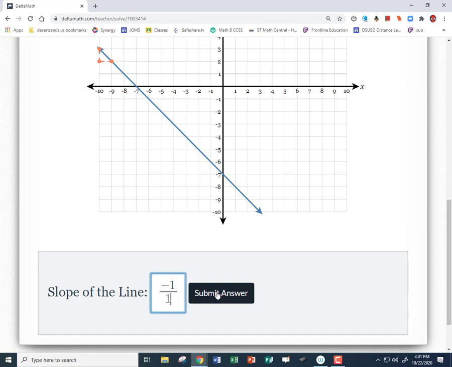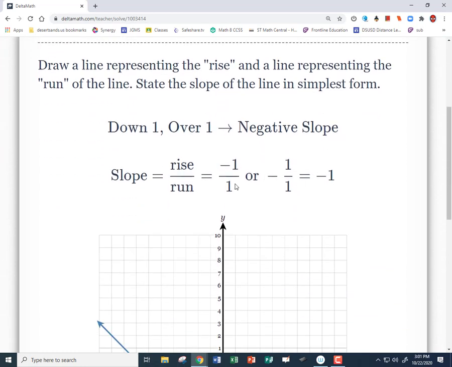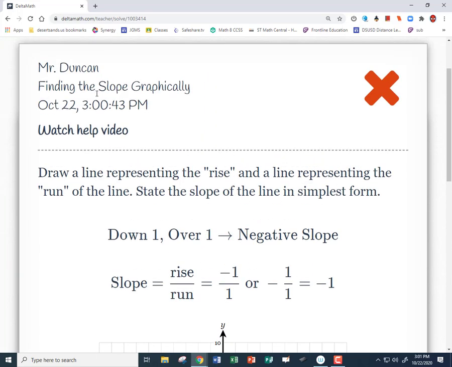And just to show you that, if you put negative 1 over 1, that actually simplifies to just negative 1. Let's see if it'll let me do that. Nope, it says it's wrong. So just to clarify, if you end up with a negative 1 over 1, make sure you simplify that to negative 1. But I kind of hinted at that early. The same thing would happen if you had a positive 1 over 1, then this would simplify to a positive 1.